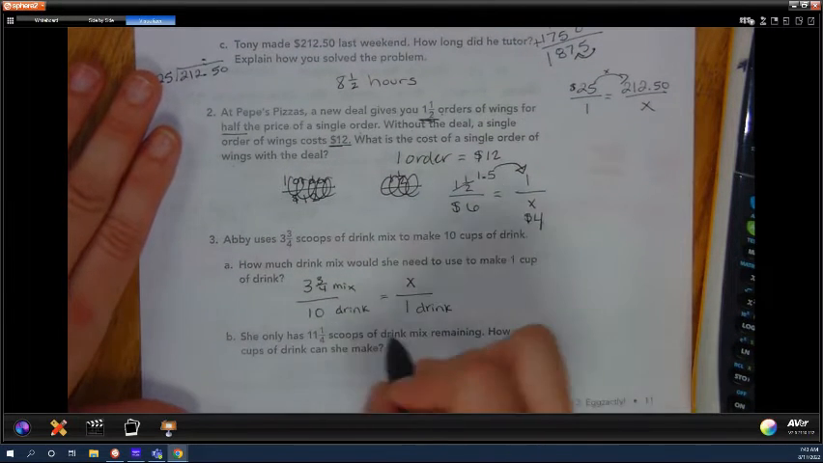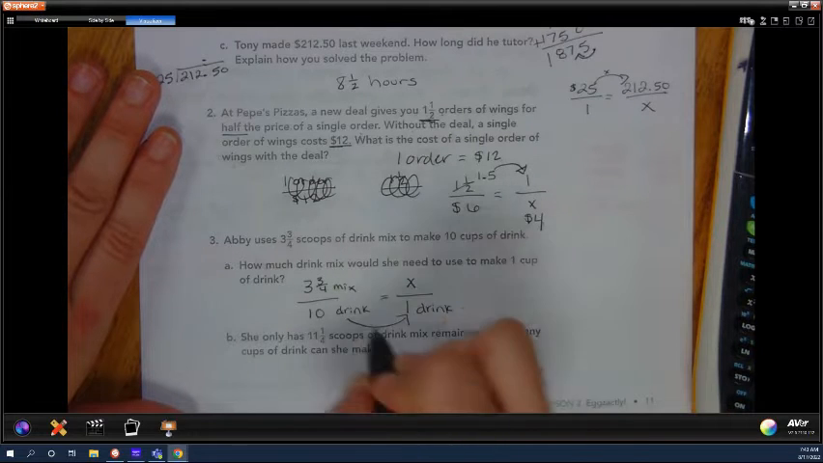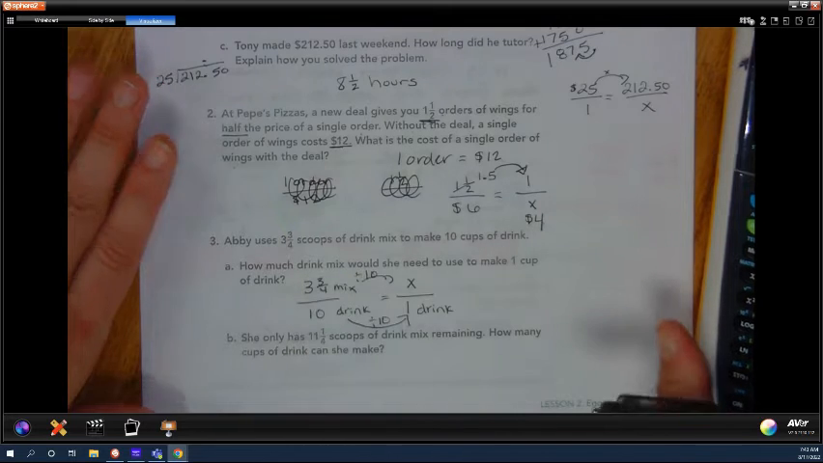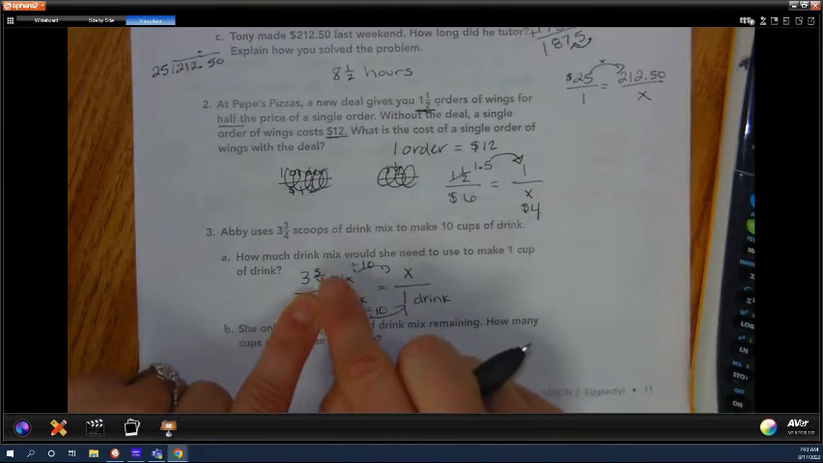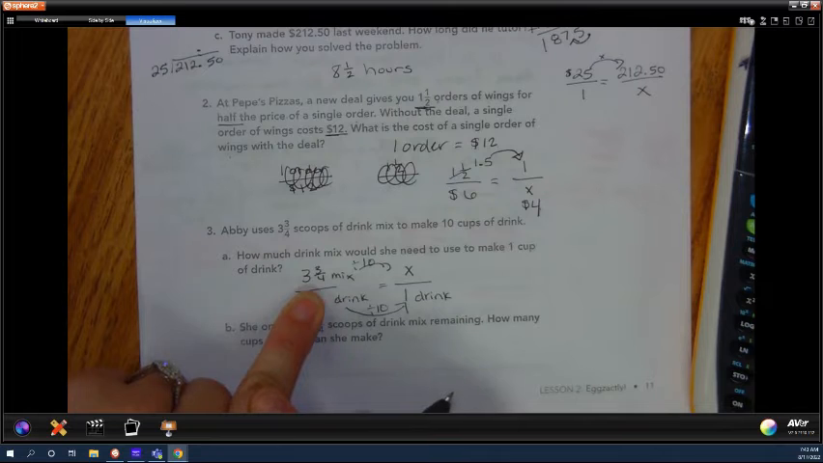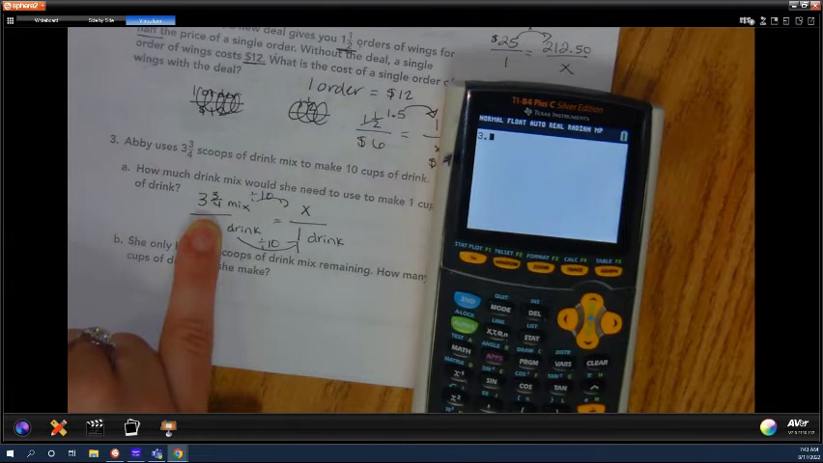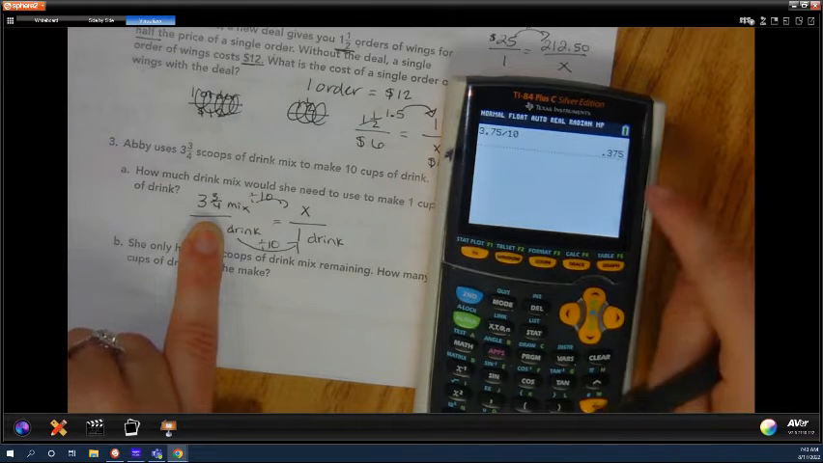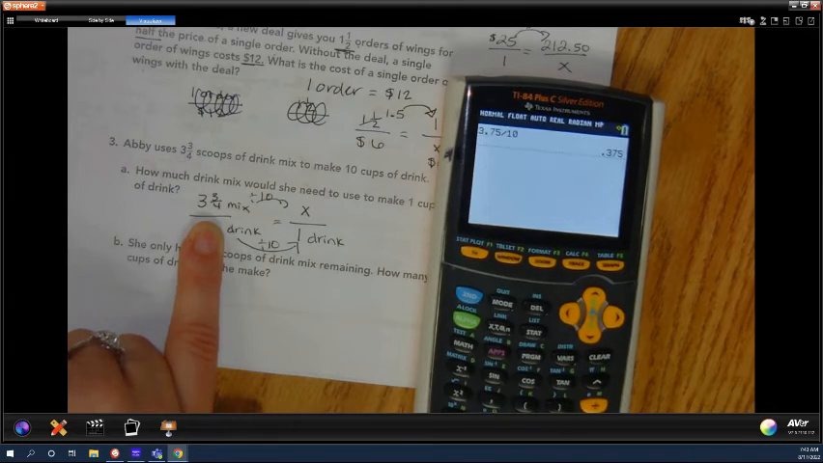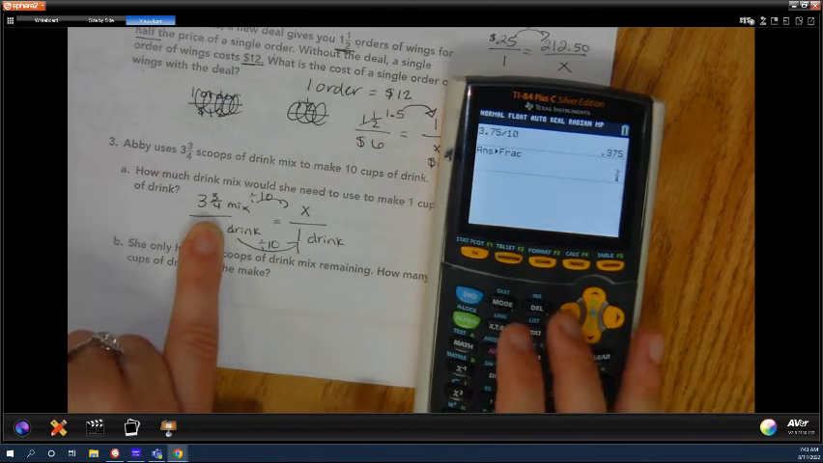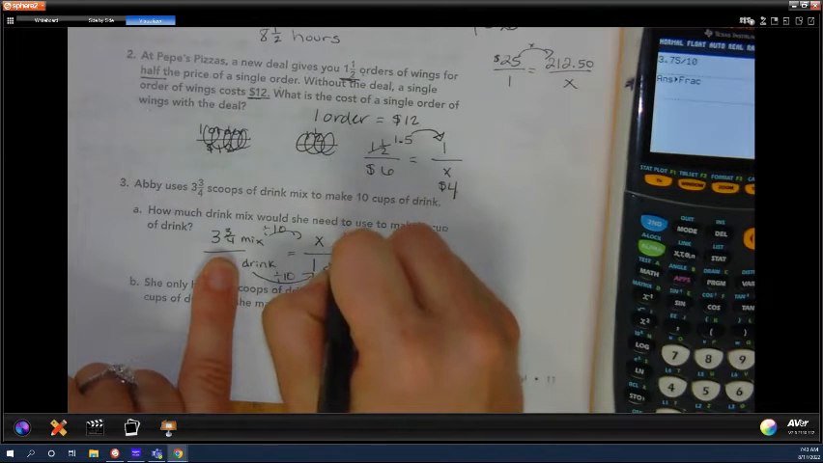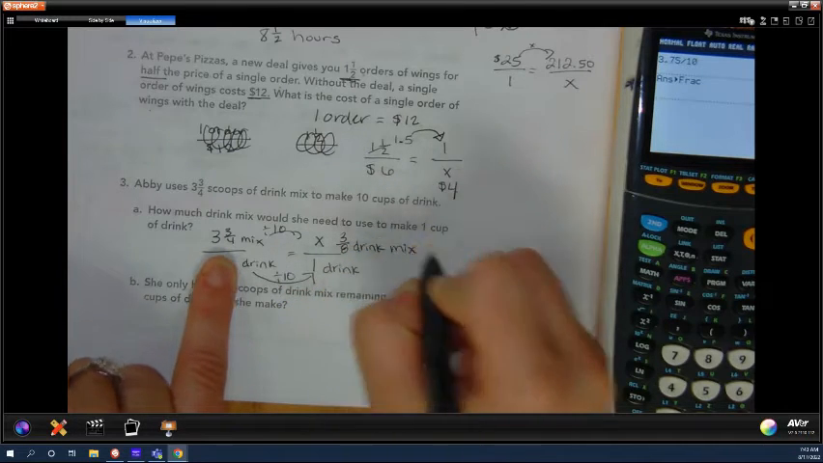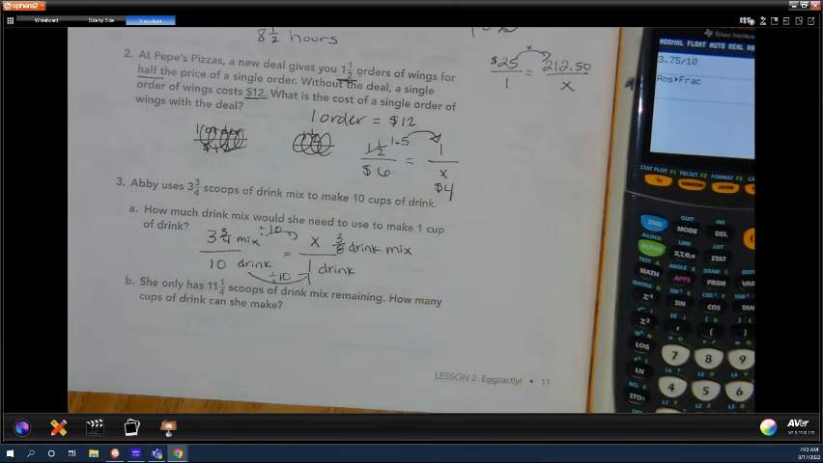Okay. So setting up my proportion here, how do I go from 10 to 1? Well, I go down, so I'm going to divide by 10, and I'm going to do the same thing to the top. I'm going to divide by 10. I'm going to take 3 3/4. Well, 3 over 4, that's 0.75 as a decimal. So I'm going to type this into my calculator, 3.75 divided by 10, and I'm going to get this beautiful number right here, and my calculator can turn that into a fraction for me, and I should get 3/8 of drink mix. Okay, 3/8 of drink mix.